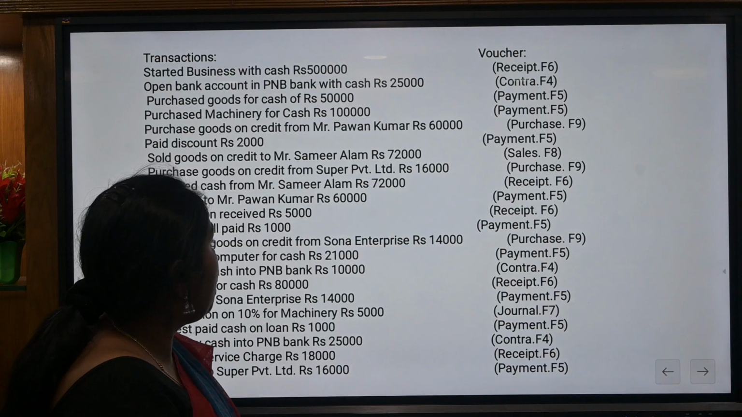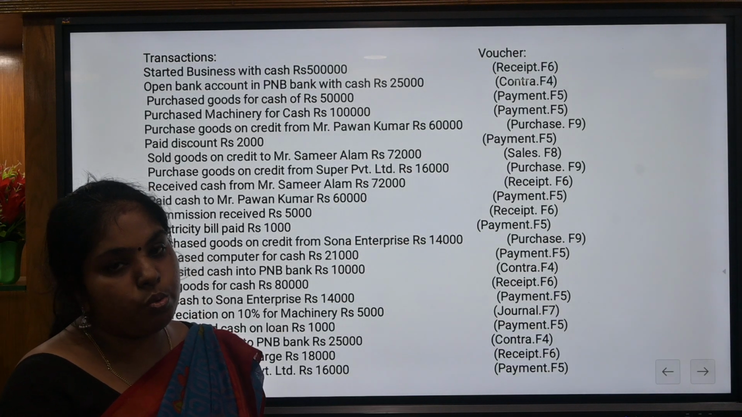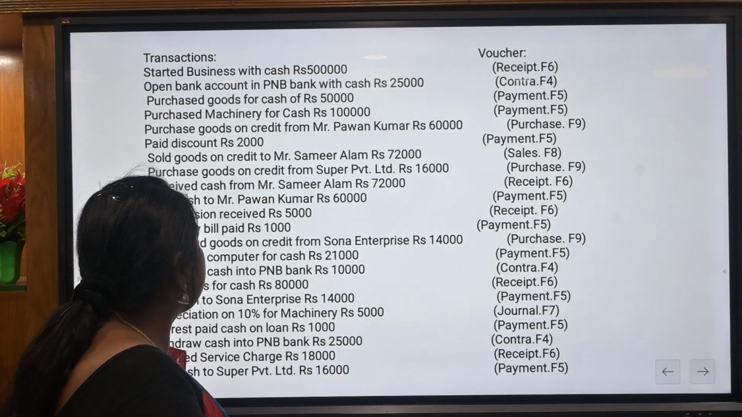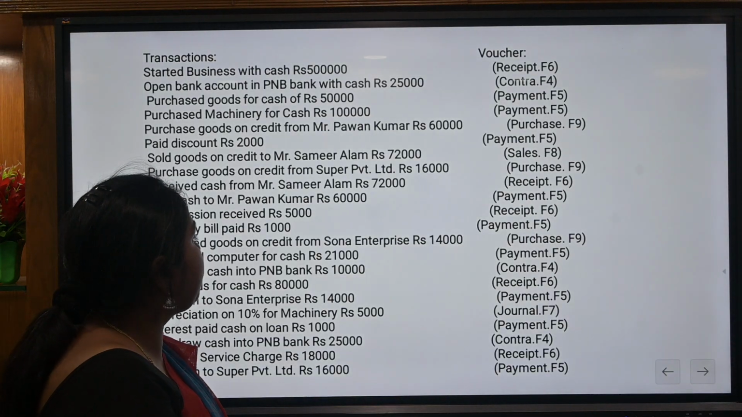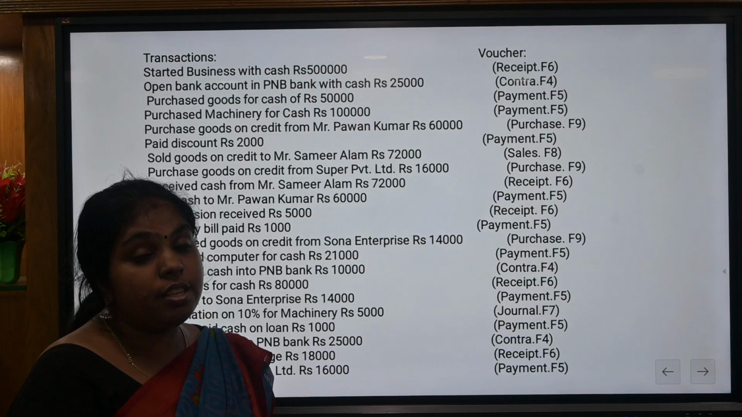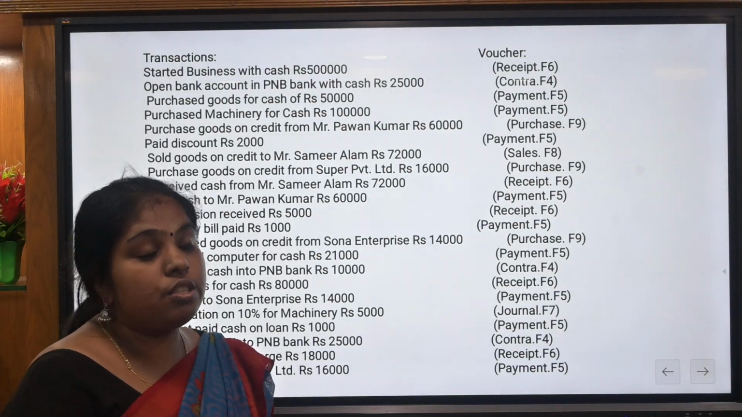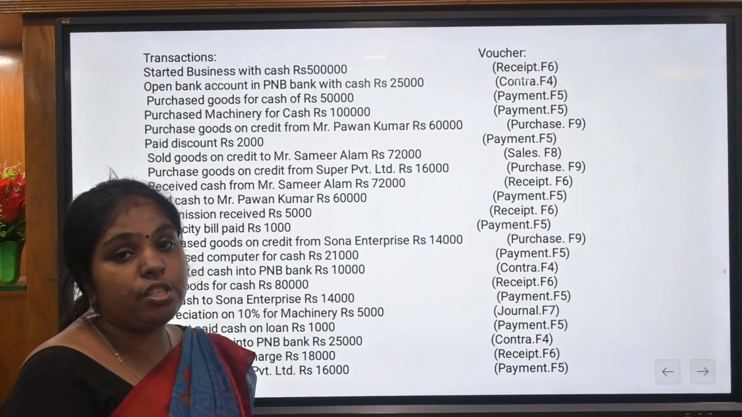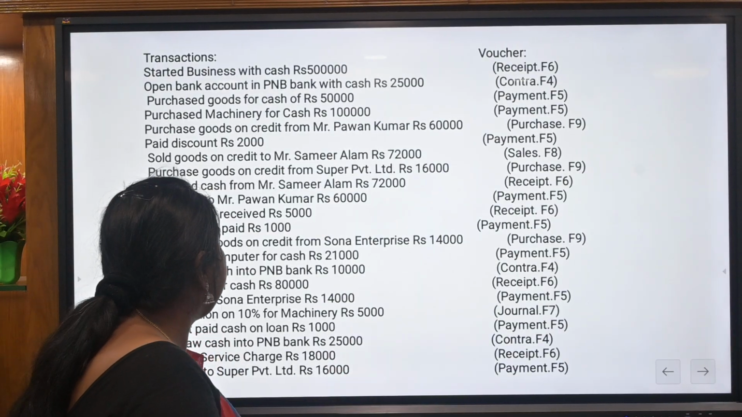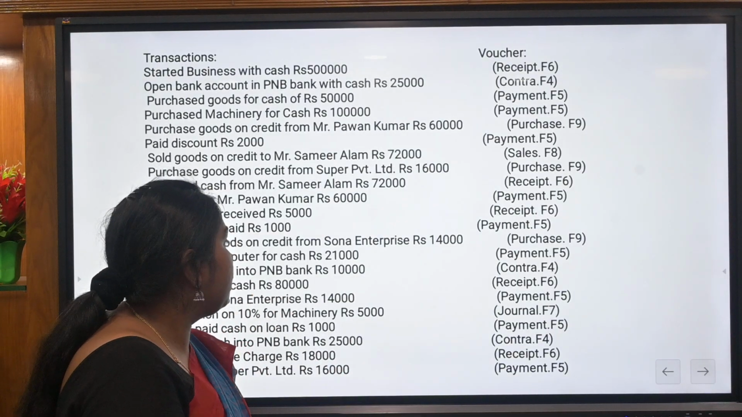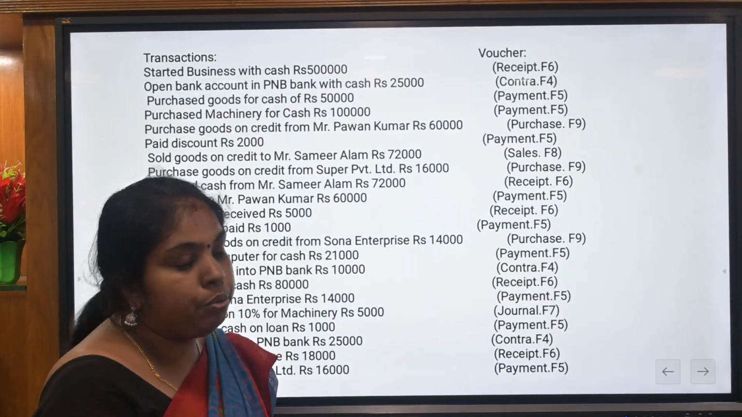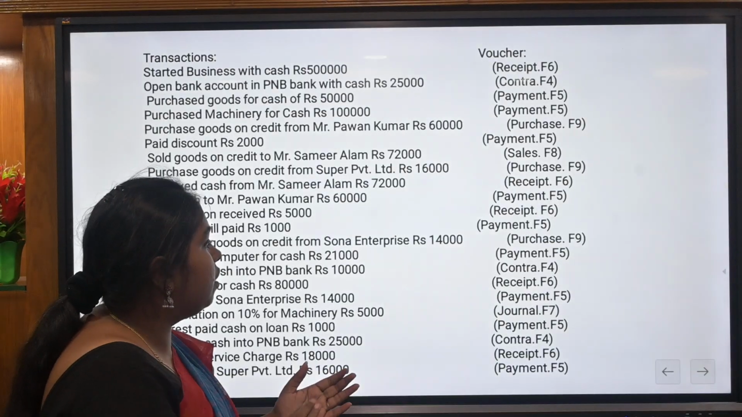Purchased goods on credit from Sona Enterprise rupees 14,000. We have purchased goods from Sona Enterprise, so it belongs to credit purchase, purchase F9. Then purchased computer for cash rupees 21,000. Even though it is a stock, we have purchased for cash, so it belongs to payment. Then deposited cash into bank rupees 10,000. Bank account after to cash, so there comes the contra.